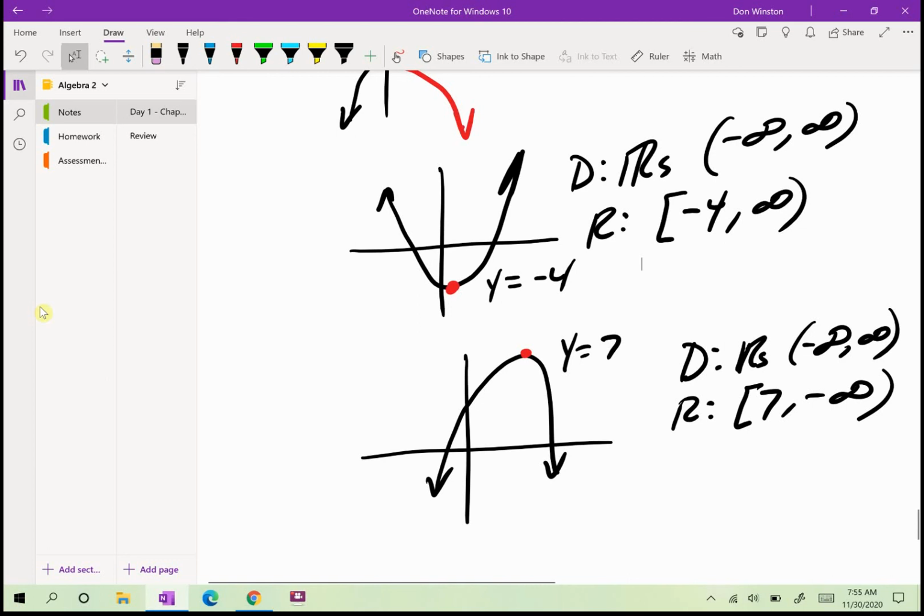That was an introduction into polynomials. You'll have a lesson on Holt McDougall online. I'm sorry, it's no longer Holt Rinehart Winston. It's Holt McDougall online.